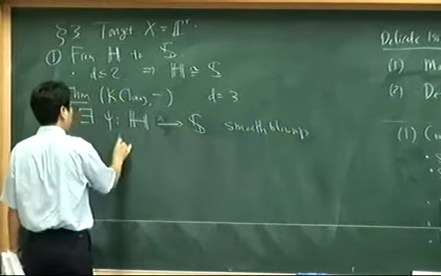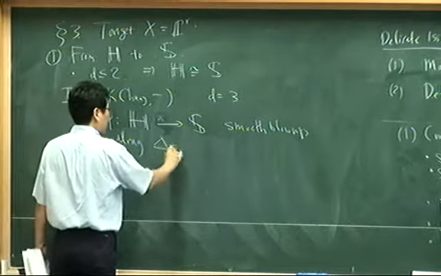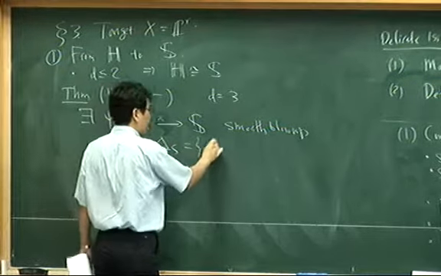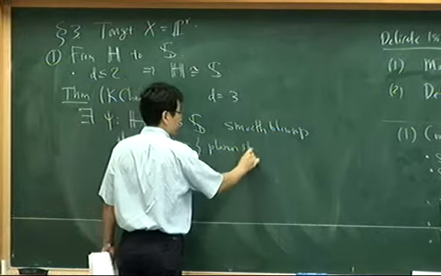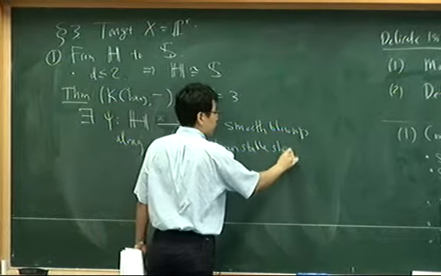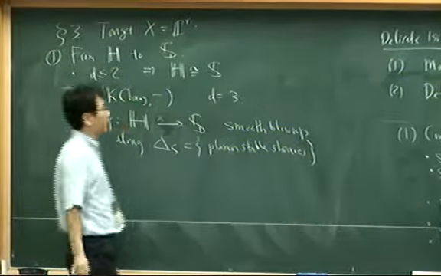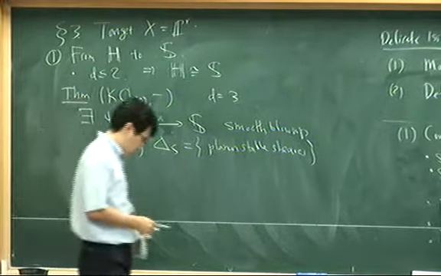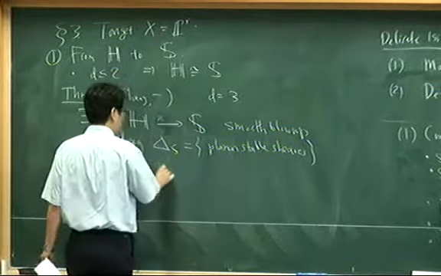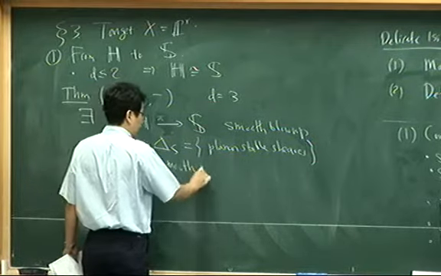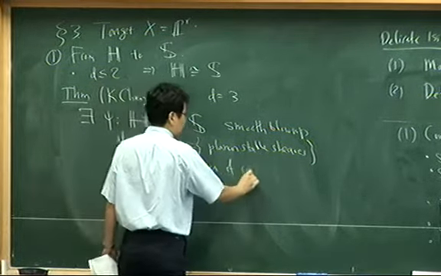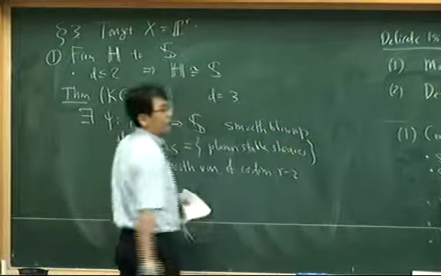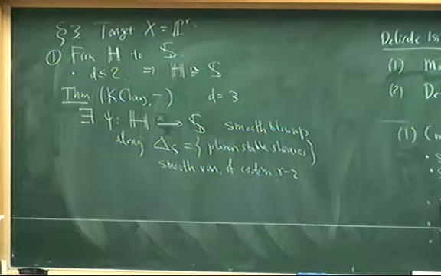Okay, and what is the blow-up center? Which is delta S. And so that's the locus of planar stable sheaves, the stable sheaves whose scheme theoretic support is contained in a plane. Okay, and you can check that this is actually a smooth variety of codimension R minus 2. So this is the theorem.